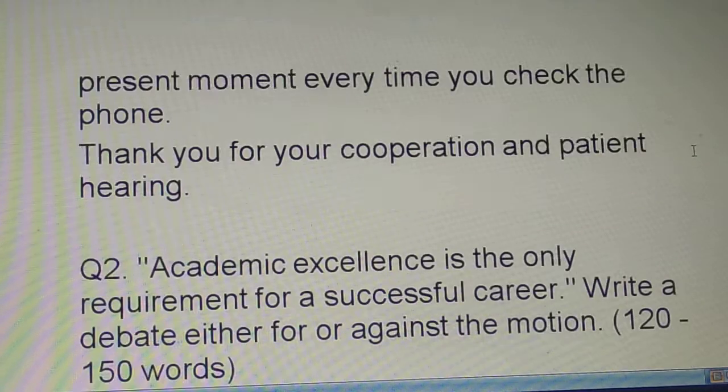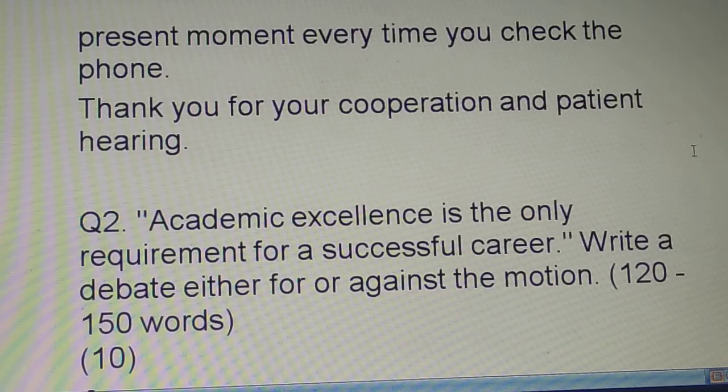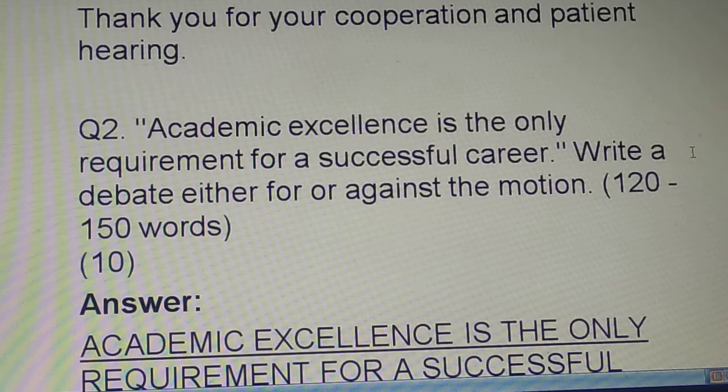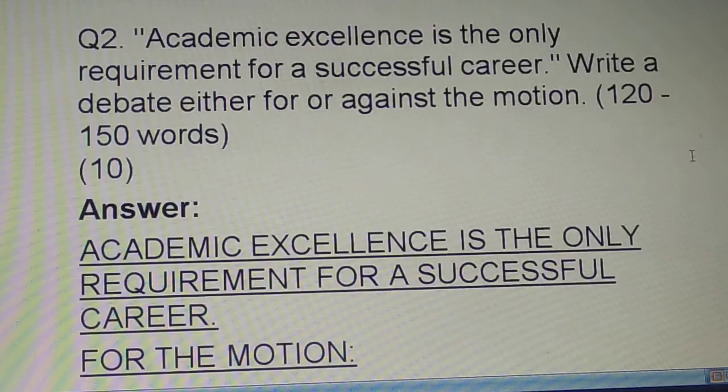Okay, one more example. Academic excellence is the only requirement of a successful career. Write a debate either for or against. Okay, and the word limit is given there. Do not exceed the word limit. The topic has to be written on top. What is the topic? Academic excellence is the only requirement for a successful career. It is a must. On top, you have to write the word topic.